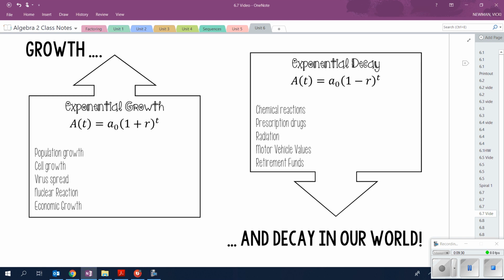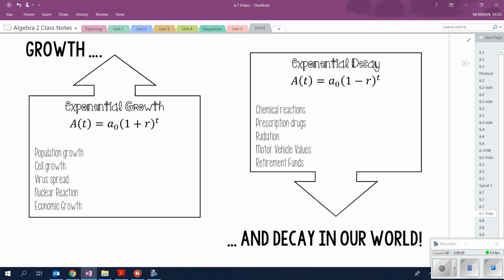So when we talk about exponential growth, we're talking about population growth, cell growth, viruses spreading, nuclear reactions, or economic growth. When we talk about decay, we're talking about chemical reactions, what happens when you take a prescription drug, radiation effects, motor vehicle values, and retirement funds. Once you retire, you start using the money. You don't have money going in. You're spending all of the money.